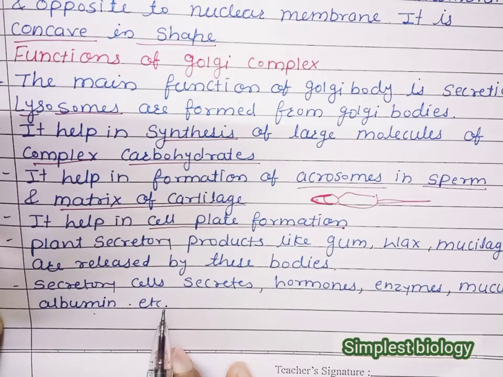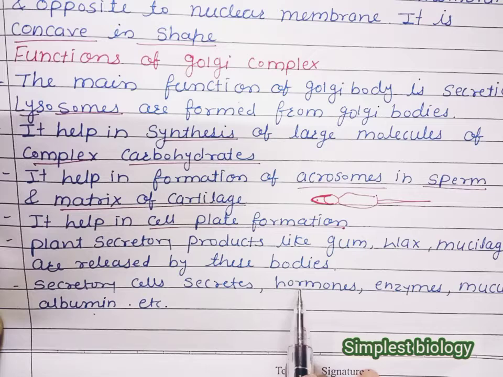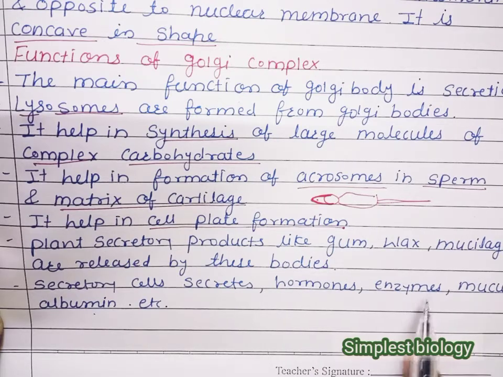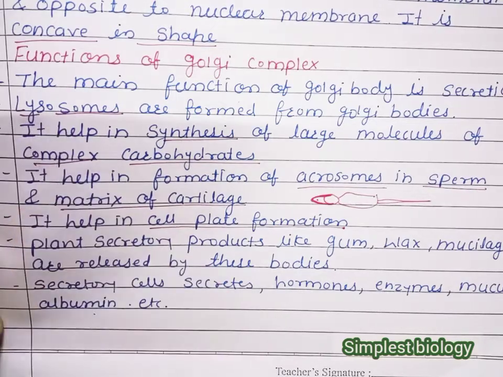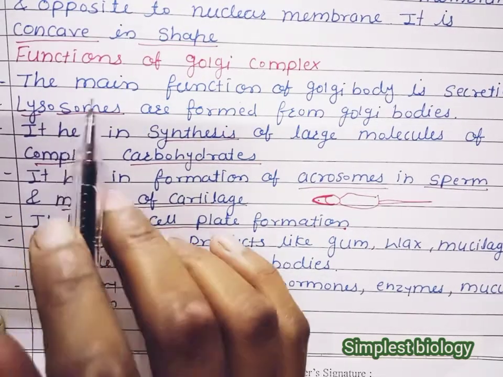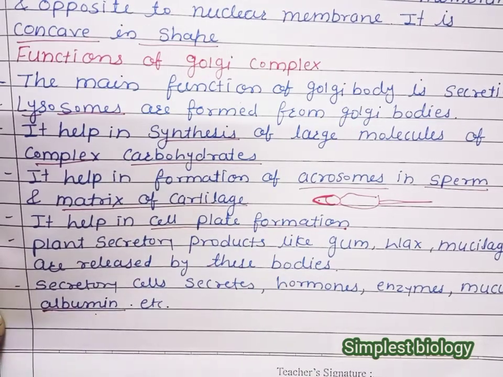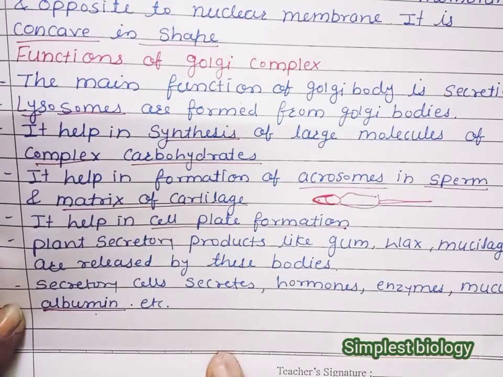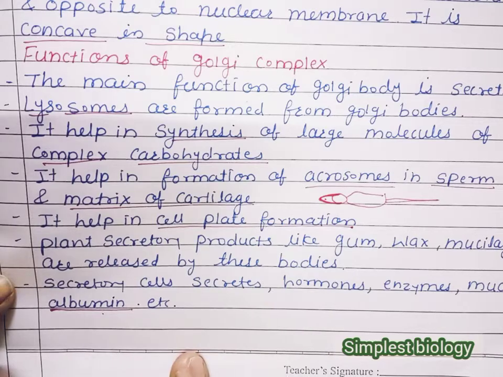In the case of animal cells, which are the secretory parts of the Golgi complex? Vesicles. These secrete the hormones and enzymes responsible for the lysis of cell matter, meaning they help in the formation of lysosomes. It also prepares the enzymes of lysosomes, mucus and albumin in the egg. These are some secretory functions of the Golgi complex. This is about the Golgi complex.